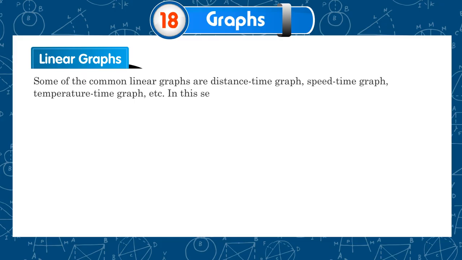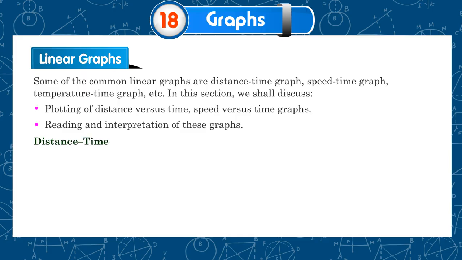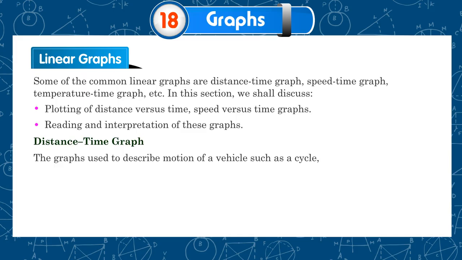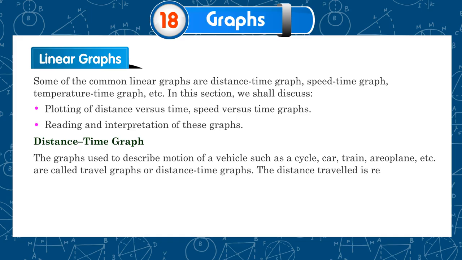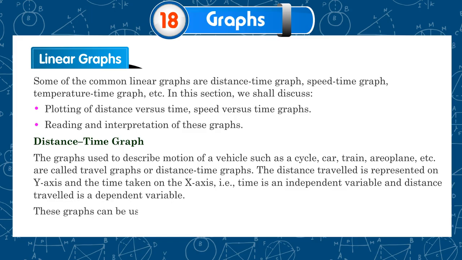In this section, we shall discuss plotting of distance versus time and speed versus time graphs, and reading and interpretation of these graphs. Distance-time graph. The graphs used to describe the motion of a vehicle, such as a cycle, car, train, aeroplane, etc., are called travel graphs or distance-time graphs. The distance traveled is represented on the y-axis and the time taken on the x-axis. That is, time is an independent variable and distance traveled is a dependent variable. These graphs can be used to find the speed of the vehicle.